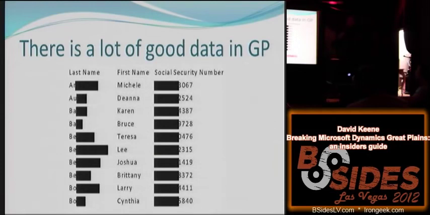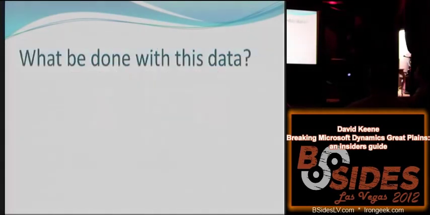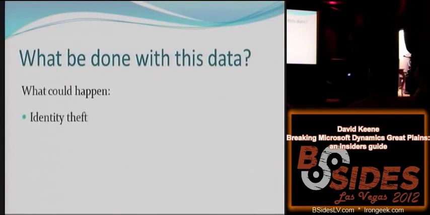We didn't even look at any of the sales processing tables where we're taking credit card information, or any of the tables that deal with workers' comp claims. A lot of good stuff in there. So what could possibly happen with this data? Well, identity theft comes to mind pretty easily.